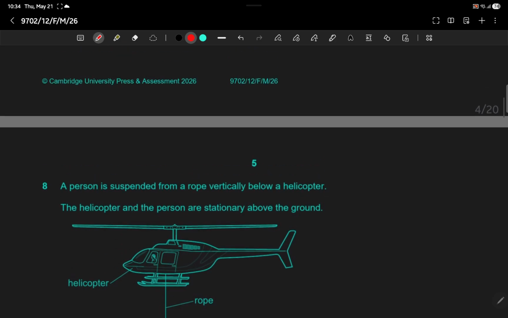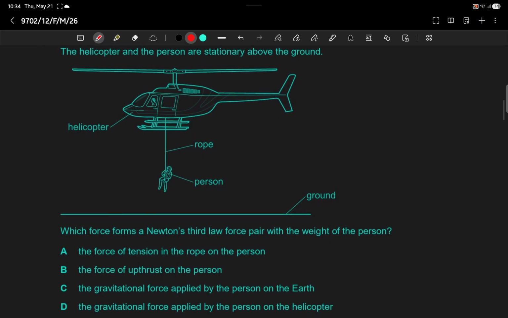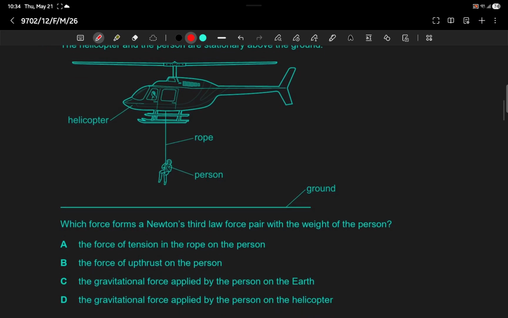Right. Now, question number 8. A person is suspended from a rope vertically below a helicopter. The helicopter and the person are stationary above the ground. Stationary. That means it is at equilibrium. So, which force forms a Newton's third law pair with the force of the person?